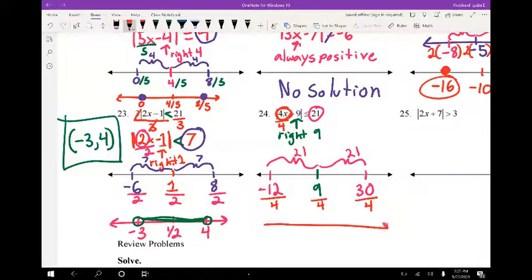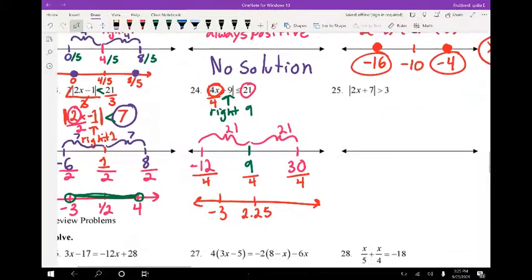So -12 divided by 4 is -3. 9 divided by 4, you can either write it as a decimal, or you can write it as a fraction. It doesn't really matter. I'll accept either. So if you want to write it as a fraction, you can leave it as 9/4. If you want to write it as a decimal, you can write it as 2.25. It really doesn't matter. I'm okay with either one.